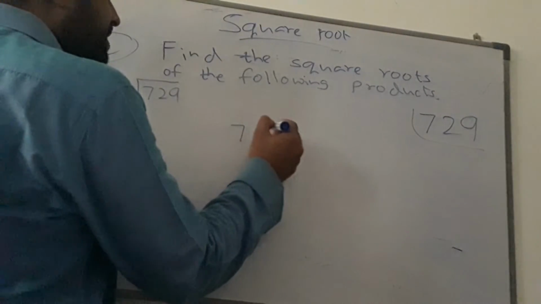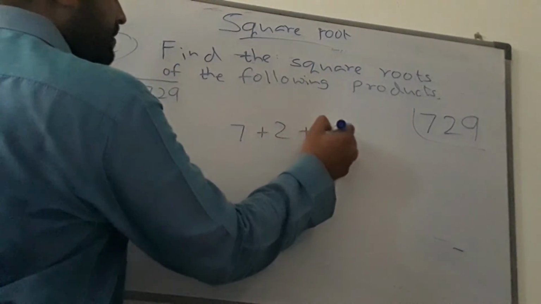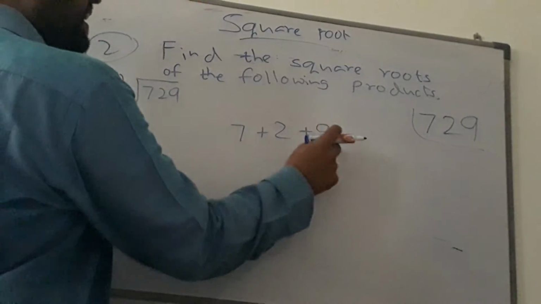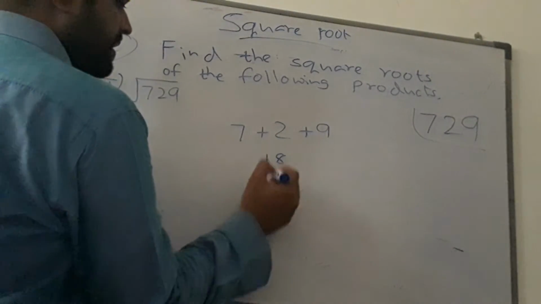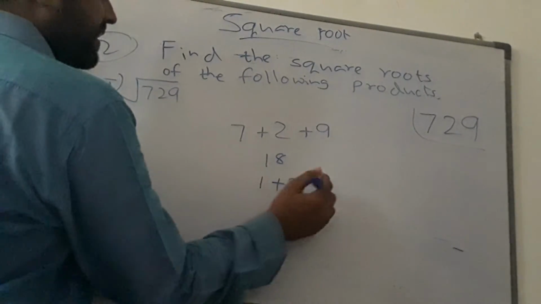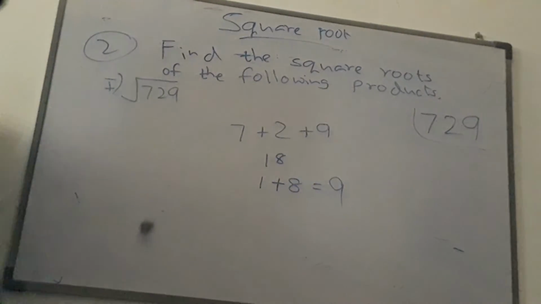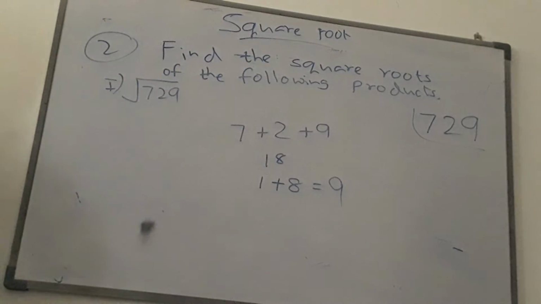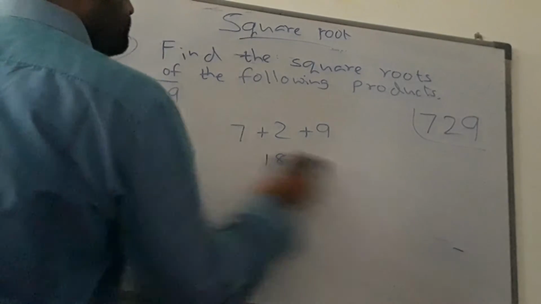Well, 729, is it divisible by 3? First we will check the digital root. 7 and 2, 9, 9 and 9, 18. And 18 also we can break. 1 and 8 together, 9. So digital root is 9, which means it is divisible by 3 because 3 is a factor of the digital root. So definitely this can be divided by 3.